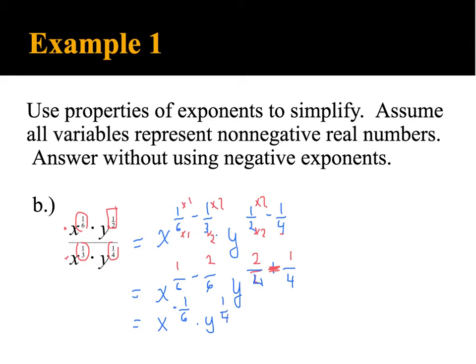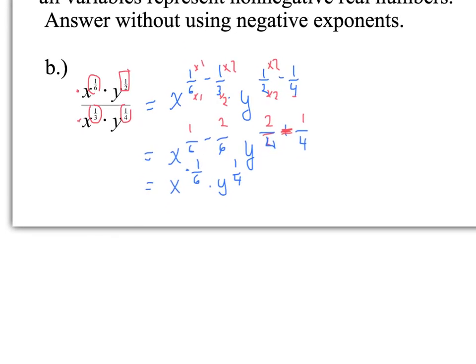And then let me scroll a little bit here. And then we want exponents as positive, so this negative exponent means reciprocal, so the x to the 1/6 goes here, the y to the 1/4 is here, and this would be the correct answer. Y to the 1/4 divided by x to the 1/6.